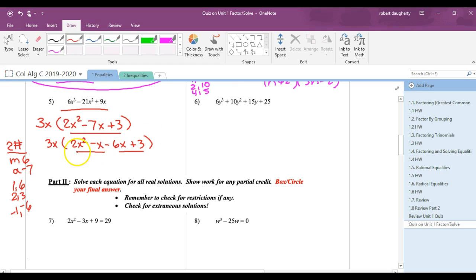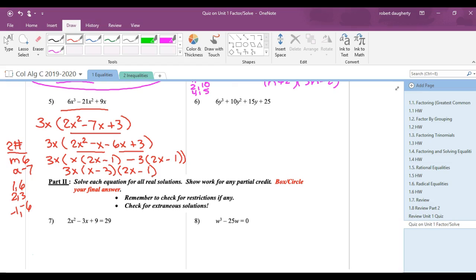Factor by grouping. So this is 3x. Factor out an x, 2x minus 1, copy down the minus sign. And then it looks like I factor out a 3, 2x minus 1. So this final answer is 3x, x minus 3, 2x minus 1. And you're done.